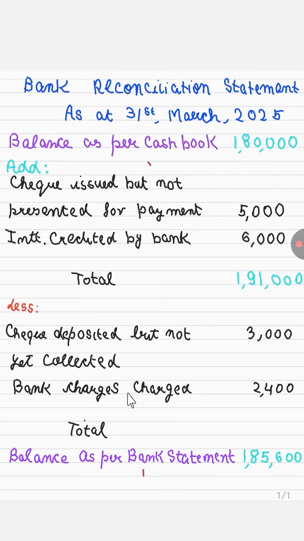If the bank has charged certain charges at the end of the financial year, the bank records those charges, but again I'll get to know about those charges only when I see my bank statement. Therefore, my cash book is overstated. To match it with the bank, I will reduce 2,400 from my cash book and this gives me the balance of 1,85,600, which is as per the bank statement.